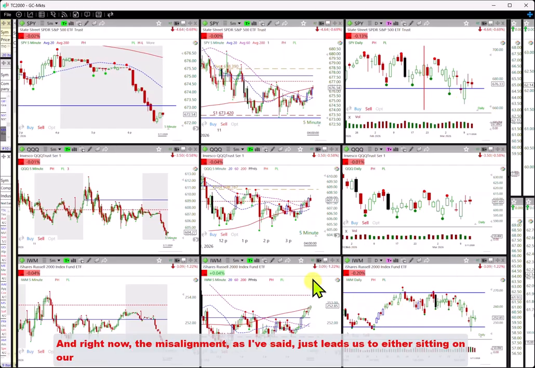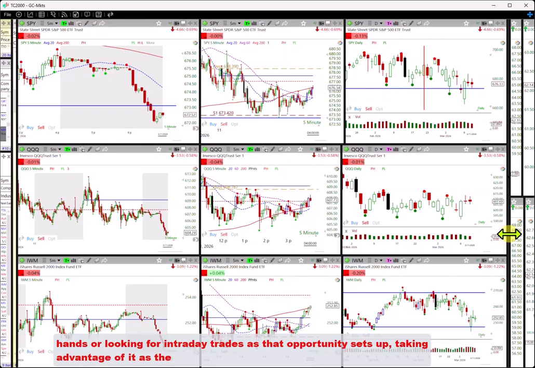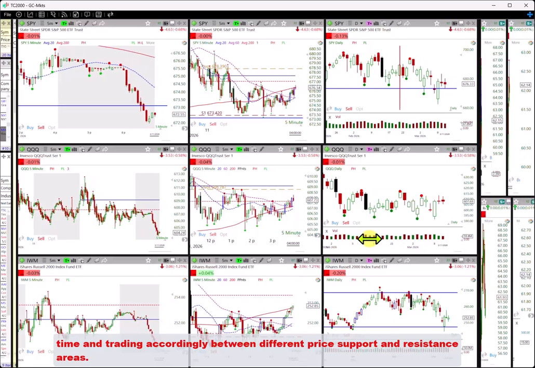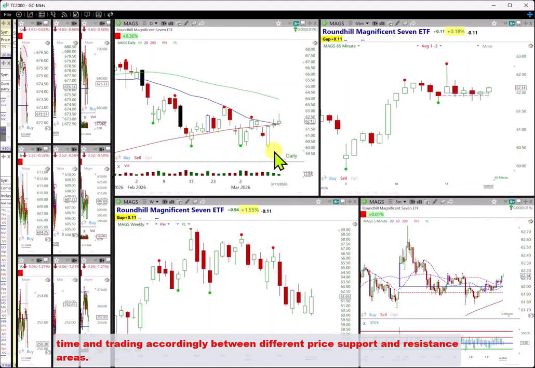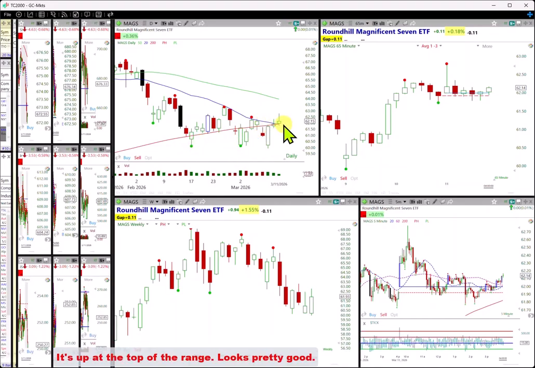And right now, the misalignment, as I've said, just leads us to either sitting on our hands or looking for intraday trades as that opportunity sets up, taking advantage of it as the time, and trading accordingly between different price support and resistance areas. Mags are holding up quite nicely. You can see here, retest, wide range bar up. It's up at the top of the range.